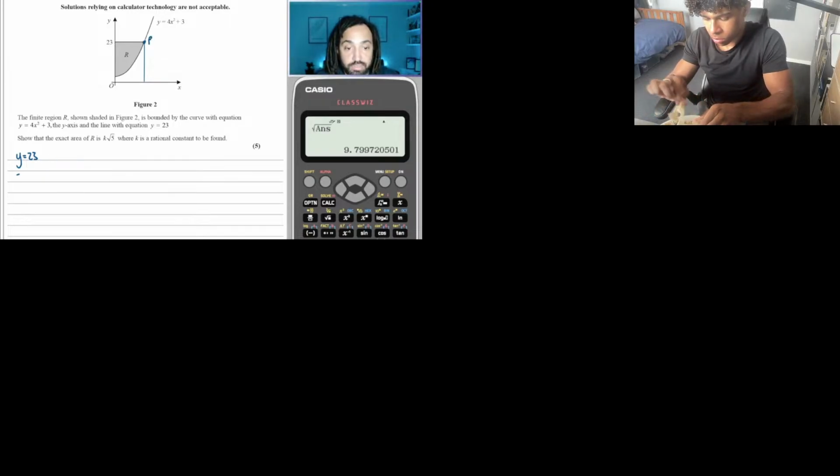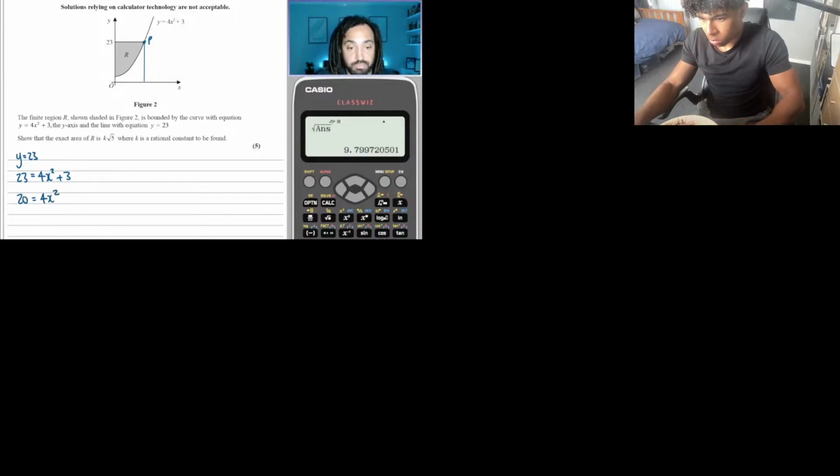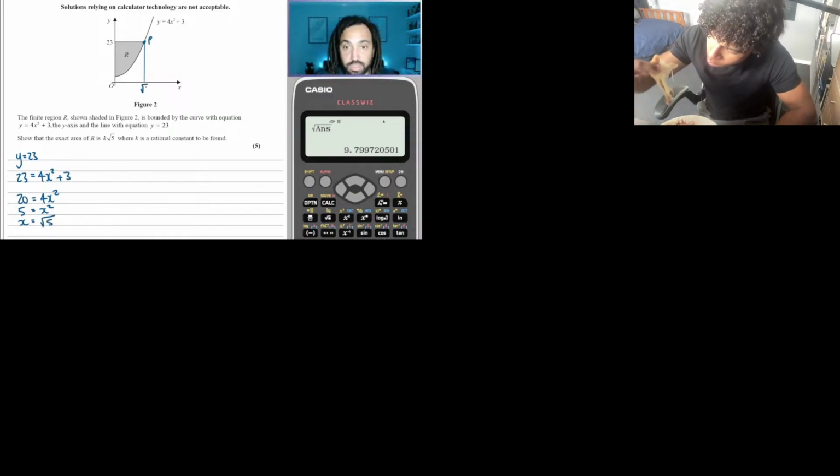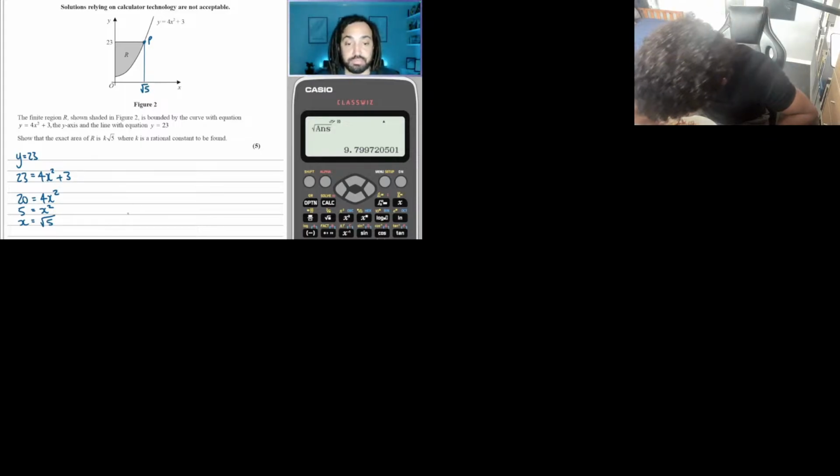So we can say that 23 is equal to 4x squared plus 3, like this. So set that equal to 0. So 4x squared, actually that's not the best way of solving it, sorry. Subtract 3 from both sides. Divide through by 4. So we get x is equal to plus minus root 5. But we can clearly see from the graph that the point P we're looking for is a positive x value. So we're going to call that value there root 5.